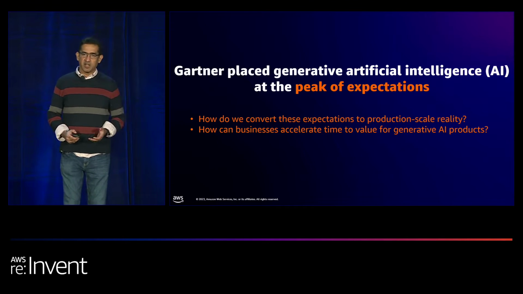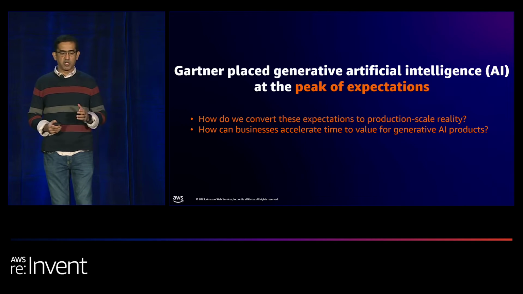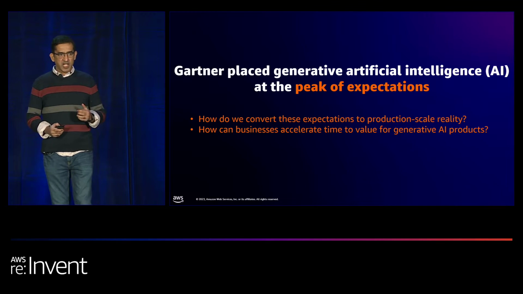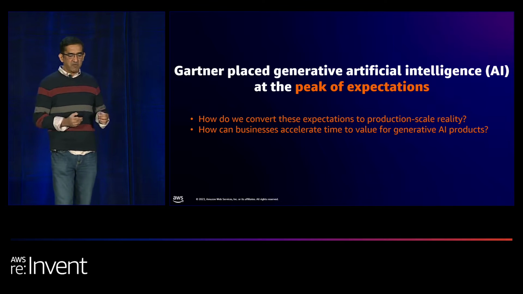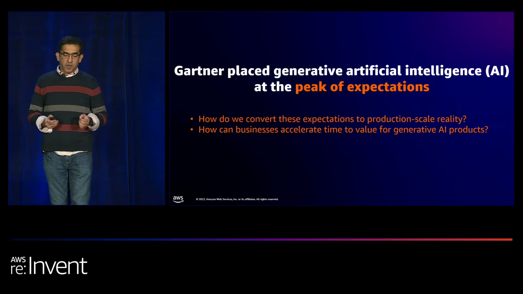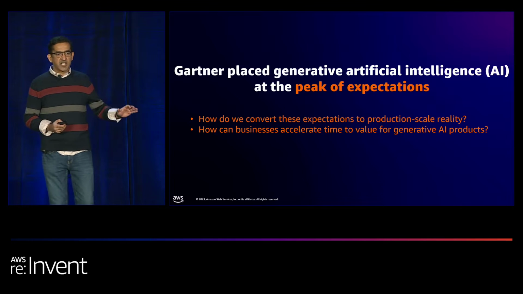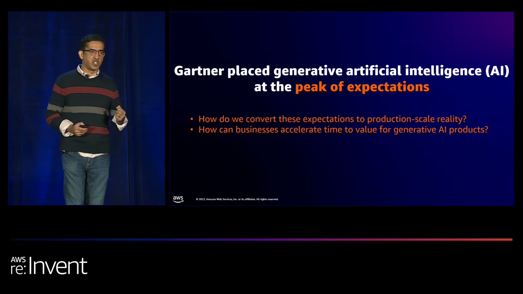I'm sure you will all agree with me if I said that 2023 has been the year when generative AI took the world by storm. If you follow Gartner's hype cycle, generative AI at this time is at the peak of inflated expectations. And this means that our customers are imagining every possible way that they can leverage generative AI to grow their businesses. But how can we translate this expectation into reality? It's been a great start to this journey, but how do we get to the destination quickly? How can businesses accelerate the time to value for their generative AI products?